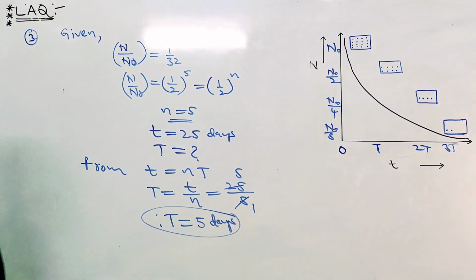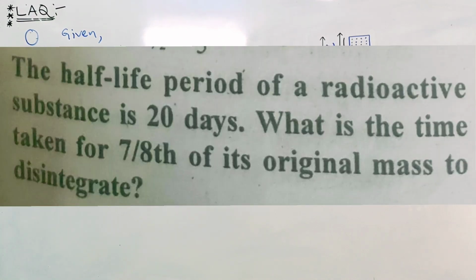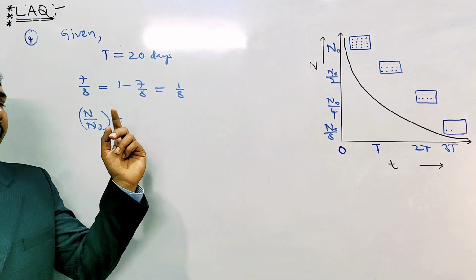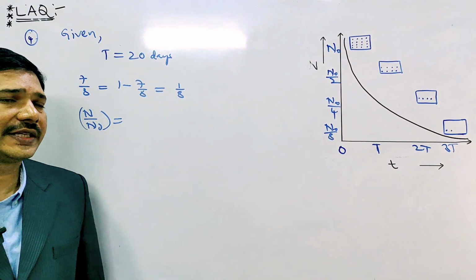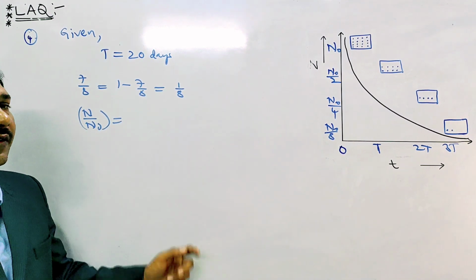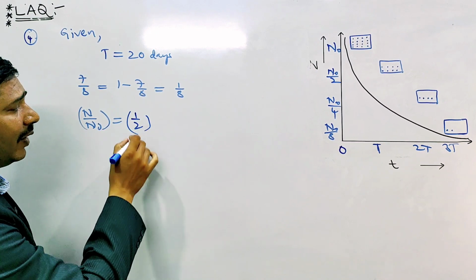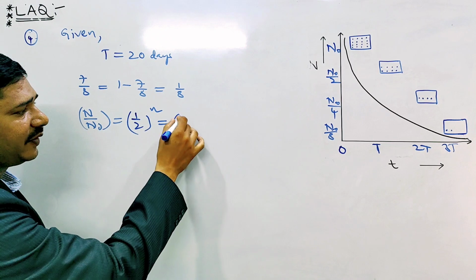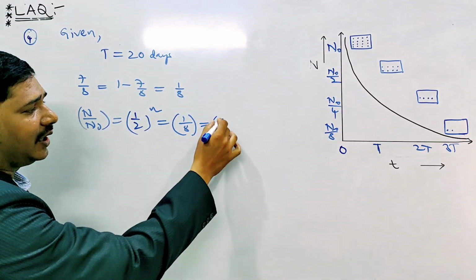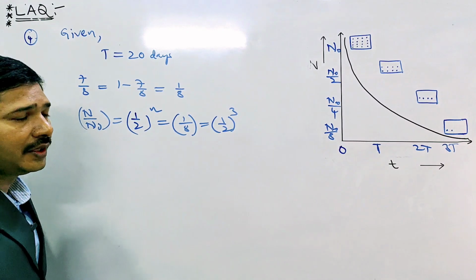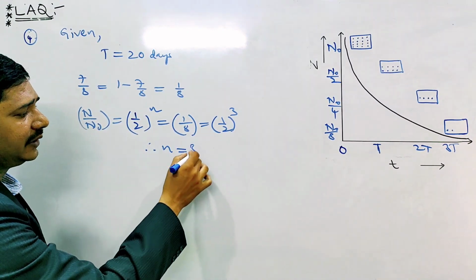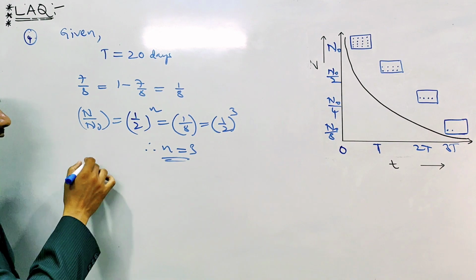Next, the last one. Take that one. The half-life period of a radioactive substance is 20 days. What is the time taken for 7 by 8 of its original mass to disintegrate? In this, half-life is given, 20 days. So how much remains? They are saying 7 by 8 part disintegrates, so 1 minus 7 by 8, that is 1 by 8 remains. The fraction n by n naught equal to what is the formula? 1 by 2 whole power of n. But here how much did we get? 1 by 8. 1 by 8 means what? 1 by 2 whole power of 3. Therefore n value, 3 we got.